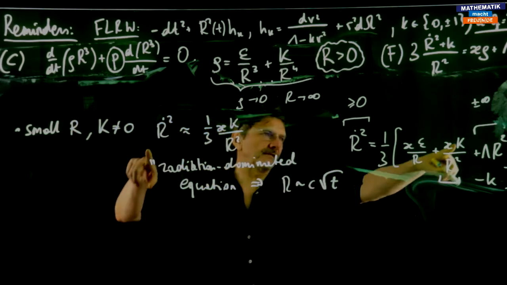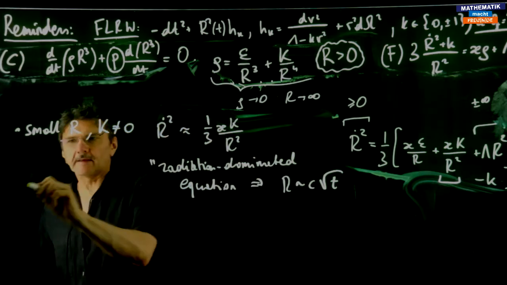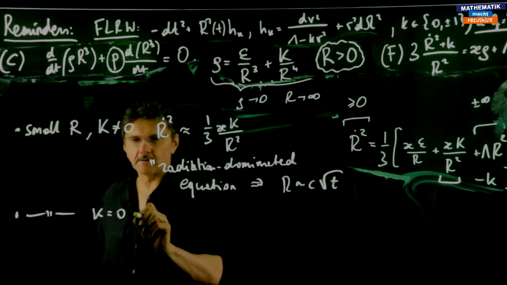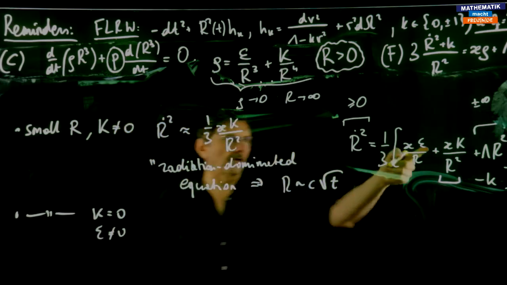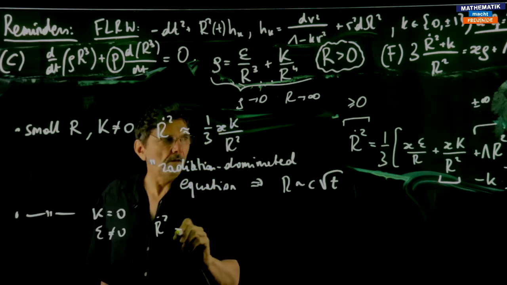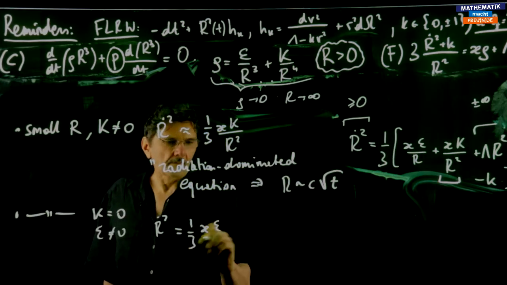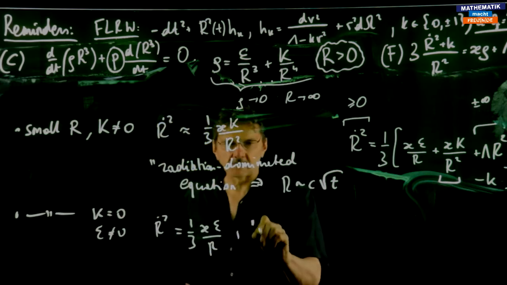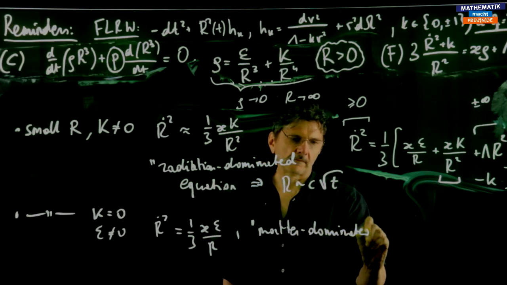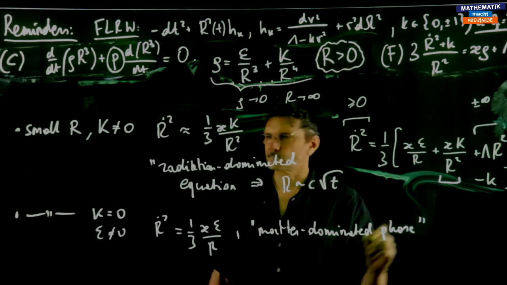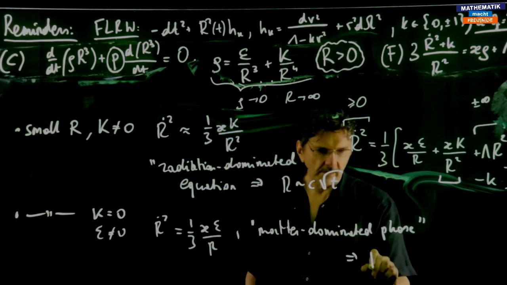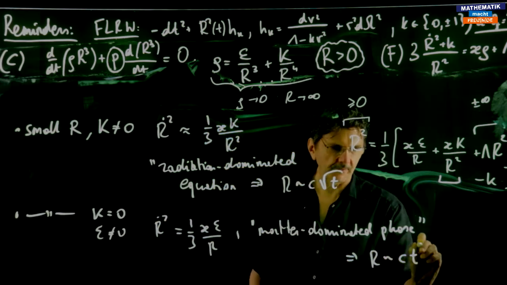Well, but it could happen that K is zero. If, again, small r, but K is equal to zero, then you're going to get r dot squared, and the dominant term is obviously this one. And this is the matter dominated equation. This is exactly the equation we already did. R behaves like a constant times t to the two thirds.